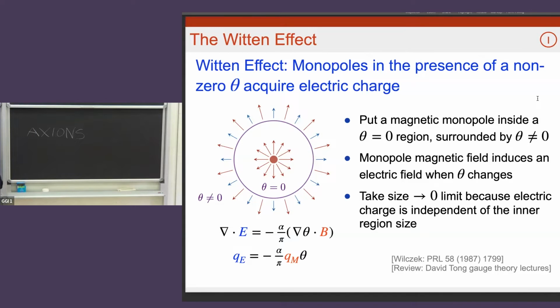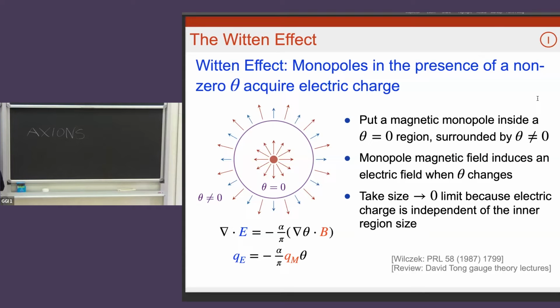Then, if you look at just the equations of motion for this system, you'll see that as you change theta across this boundary, in the presence of a B field, you expect an E field. And if you integrate both sides of this, what you find is that the electric charge does not depend on the radius. And so you can take the limit as the radius goes to 0 because the electric charge is independent of the size of the inner region. And so you still expect this to exist even in the small radius limit.